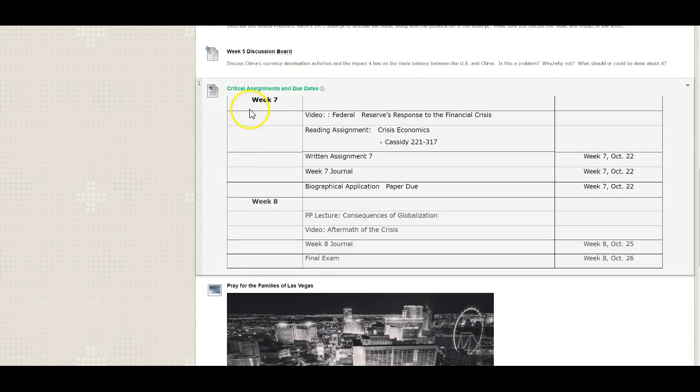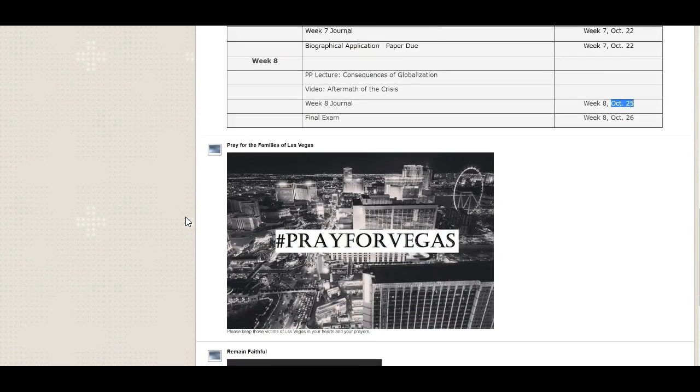Also, I just wanted to give you a heads up on the critical assignments and their due dates. Remember, we're in week 5, so week 7 and week 8 are just a few weeks away. Your journal and your assignment are due the 22nd, but the big thing is your biographical application paper, also due on the 22nd, on your economist. Hopefully everybody is about 3/4 of the way done with their paper right now. I feel positive about everybody progressing. In week 8 you're going to have your final exam, due on the 26th. Mark these dates in your calendars and put a plan together between now and then for how much you're going to progress each day.